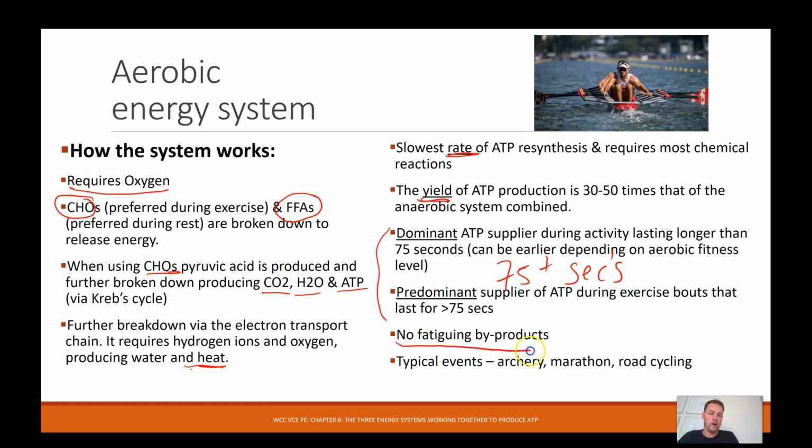There's no fatiguing byproducts. However, we'll discuss this later on. If we don't manage the heat properly, that will cause fatigue through dehydration and also another few things we'll talk about in the next area of study. For typical events, we want to think about long duration and sub-maximal intensity. They are the events that we can talk about when we're talking about this energy system.